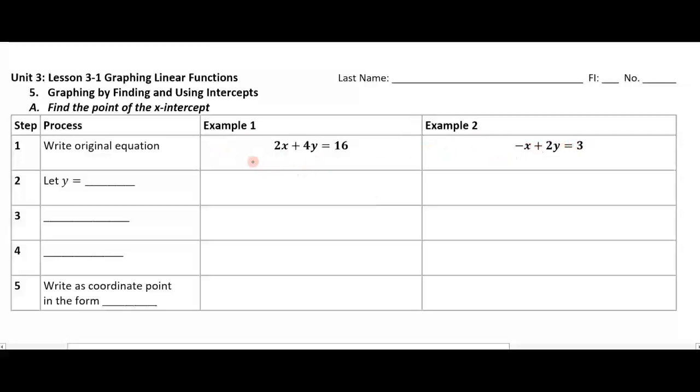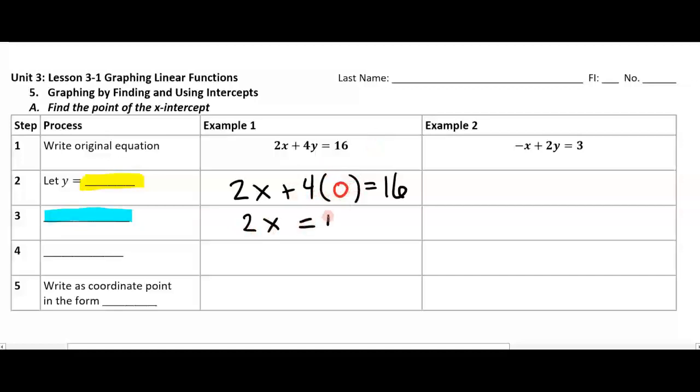So we're going to do that by using this property that an x-intercept is where y equals 0. Okay? And we're going to fill that in then. So 2x plus 4 times y equals 16, such that y equals 0. And then we're going to simplify. We simplify 2x, 4 times 0 is 0 and just poof, goes away, equals 16.